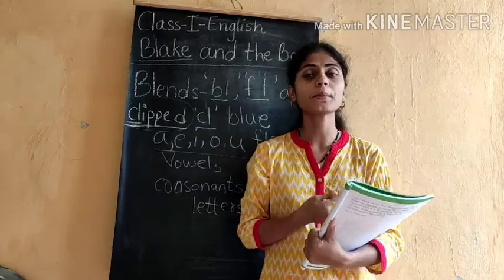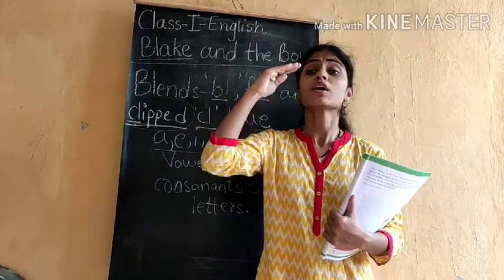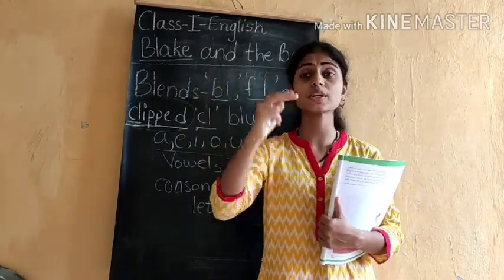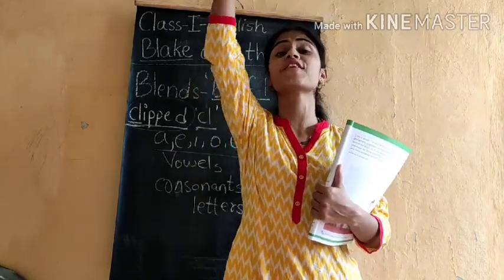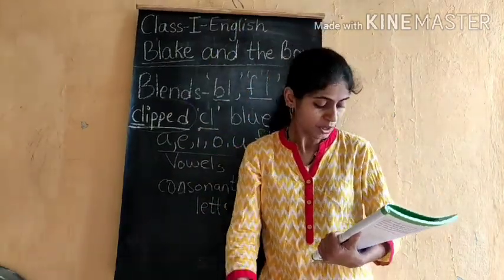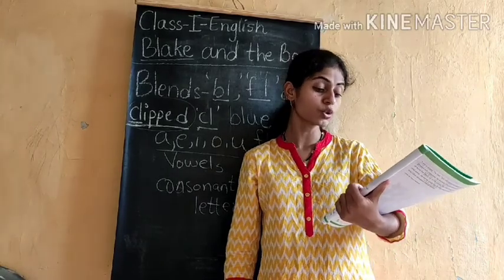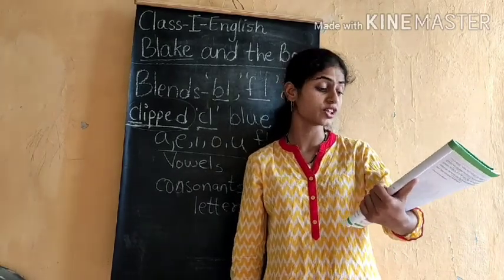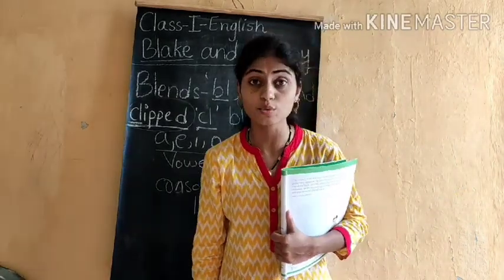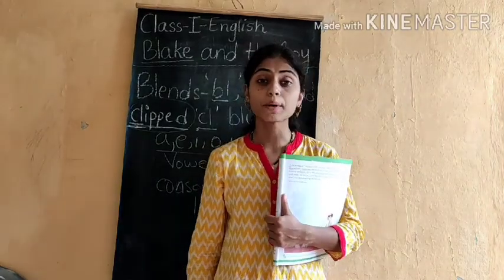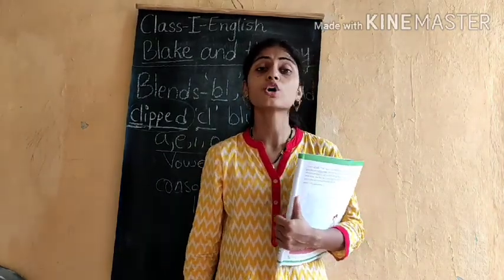So here Blake was in the same situation. A person has clipped his wings. Why? Because he should not fly very high. He could not fly in the sky like his crow friends. Now your Blake was a crow. What bird was it? It was a crow.